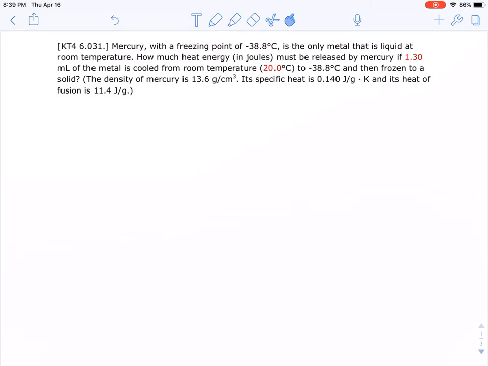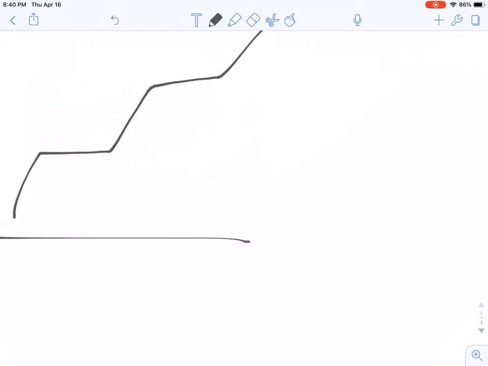So to start this problem, I'm actually going to draw a heating curve for myself so I can mark where I am on the curve to sort of know what steps I'm going to go through and when I need to use Q equals n delta H and when I need to use Q equals mC delta T. So I know that my melting point for this substance is negative 38. So that's my melting point.